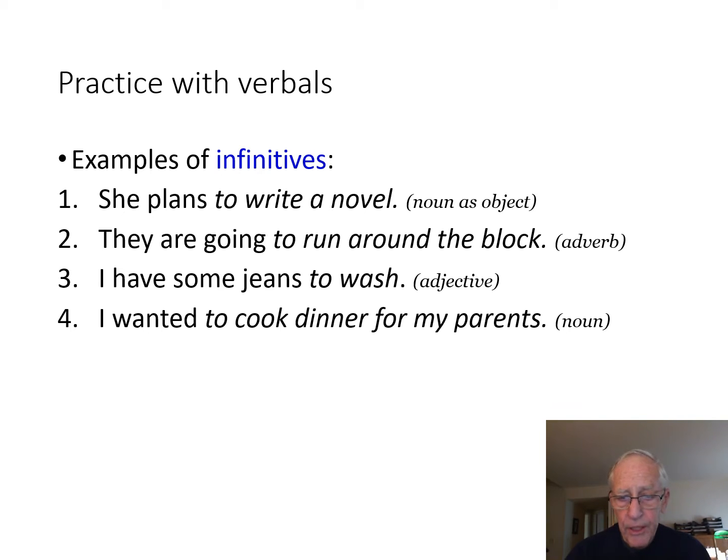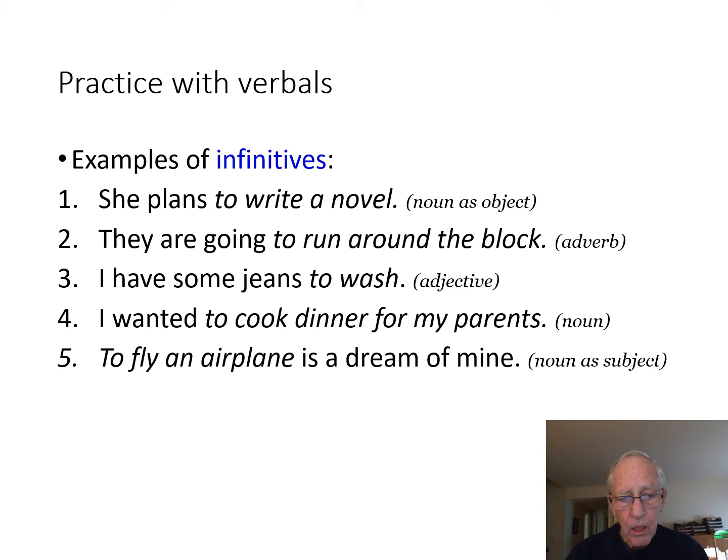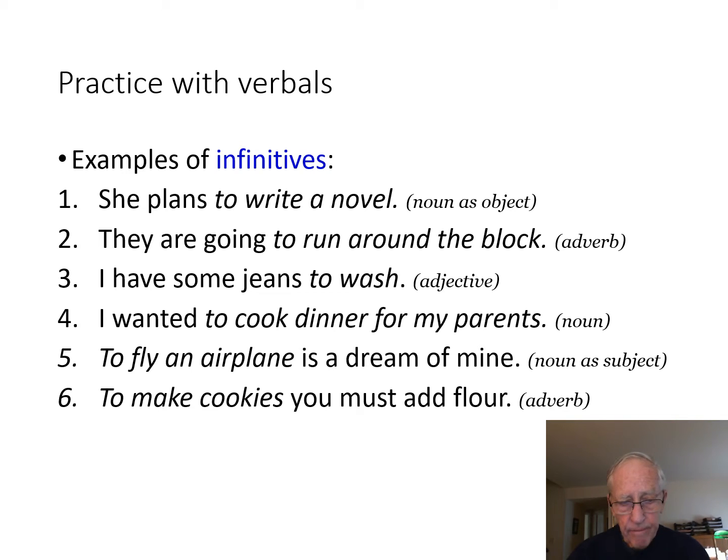I wanted to cook dinner for my parents. To cook dinner for my parents functions as a noun. It tells what the person wanted to do. To fly an airplane is a dream of mine. To fly an airplane is an infinitive phrase. To fly is the simple infinitive, you see the to there. It is a dream of mine, and it's a noun functioning as a subject.